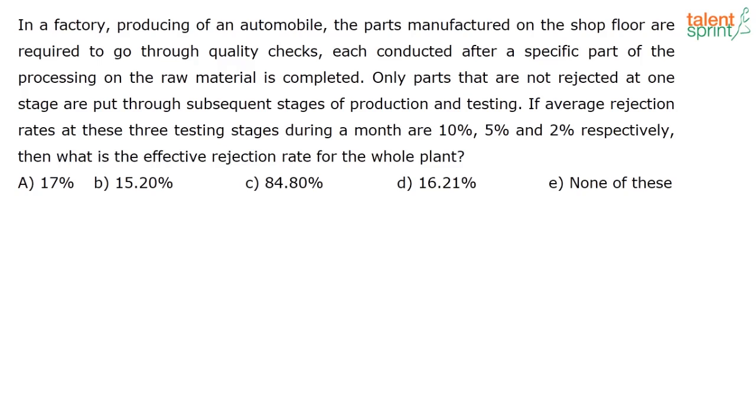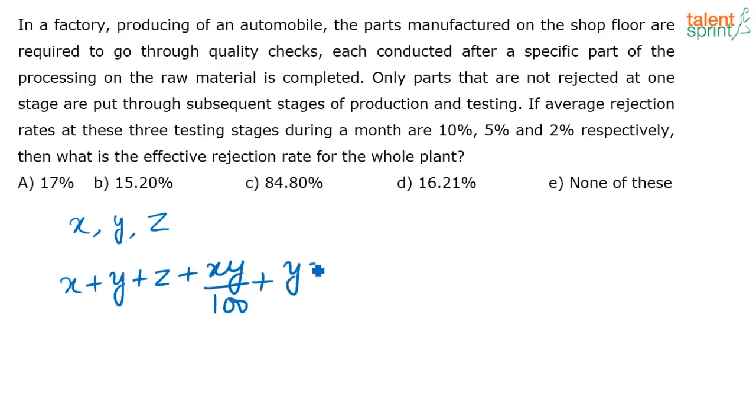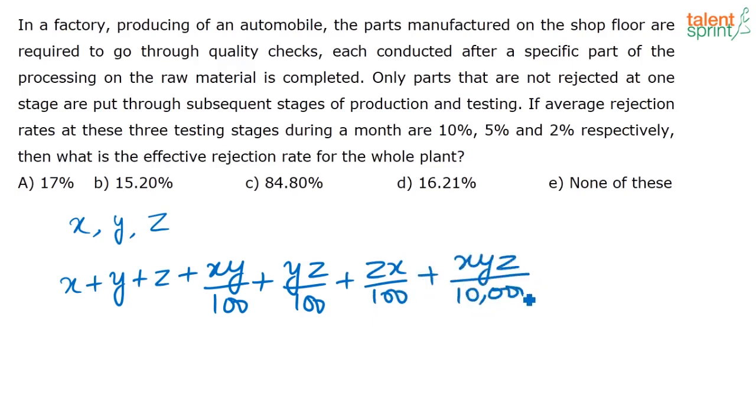I will explain the effective percentage formula to you in case of 3 variables. See, here there are 3 percentage changes happening. Using the effective percentage formula for 3 variables, if there is a percentage change of x, y and z, the effective percentage change can be written as x plus y plus z plus xy by 100 plus yz by 100 plus zx by 100 plus xyz by 10,000. If you apply this formula also, you will get the answer as 16.21 percentage. I leave it to you, whichever is easier for you, you can solve.